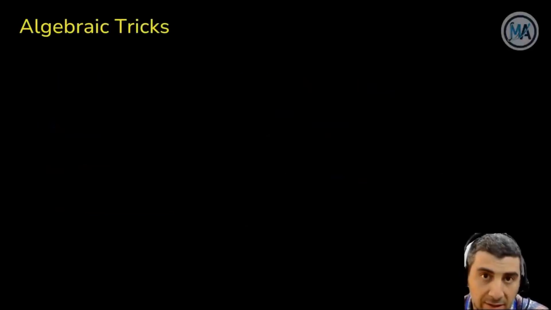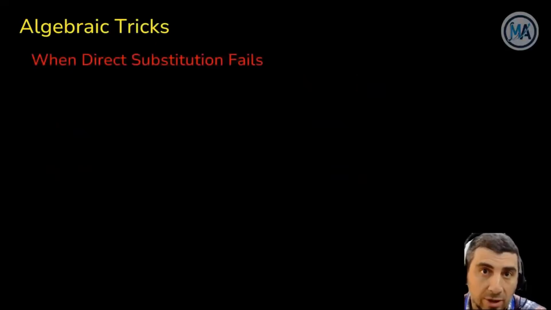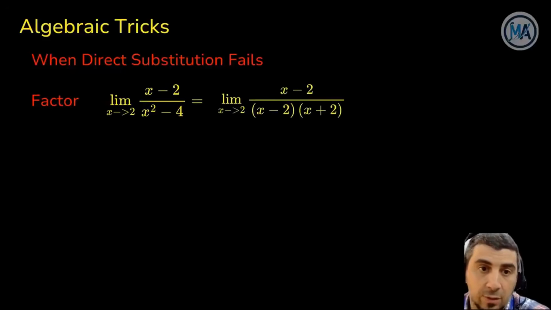Now, let's talk a little bit about some algebraic tricks. When direct substitution fails, there are 3 primary methods or approaches that you can use. The first one is to factor. So if you factor the denominator and cancel out common factors, then you can evaluate the limit.